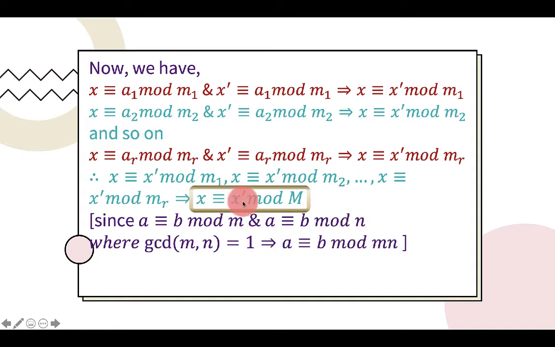This is the result we used to combine these congruences to get our relation x congruent to x dash modulo capital M. Thus, we have obtained that any two solutions, say x and x dash, to the given system will be congruent to one another modulo capital M. Thus, the proof of uniqueness is complete.